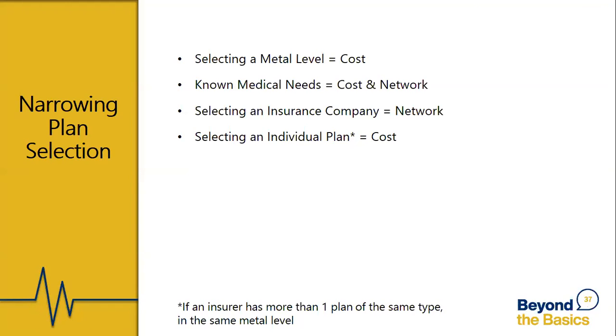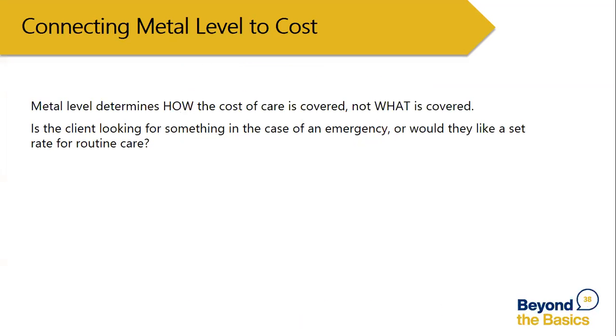I also wanted to emphasize, again, just when it comes to the different pieces of assisting a client, we have selecting a metal level, right? That's a cost conversation. We have the known medical needs, be it medication or a physician. And this is a combination because this can come down to cost and network, of course, like what does it cost to go to this provider versus another. And then selecting an individual insurance company tends to be a network conversation. But selecting an individual plan, for the most part, if there's more than one of the same plan option within one company, is of course going to be a cost issue.